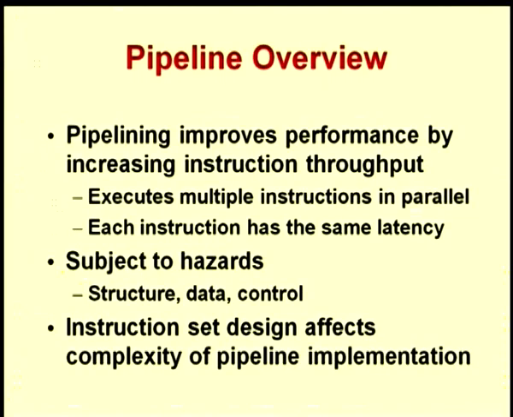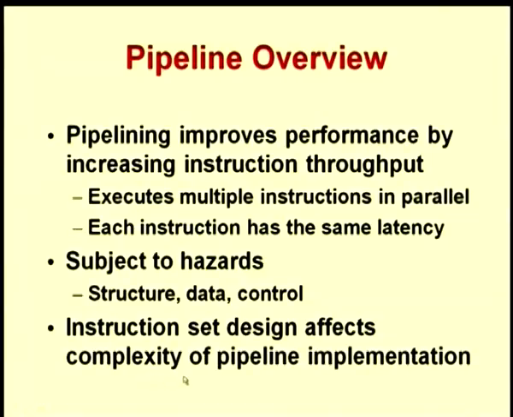Control hazards occur because of the flow of control. When in an instruction sequence we have a flow of control and we do not know the direction in which the control is going to go, then you will not be able to determine which is the next instruction which has to be executed. So that is the case that we need to understand clearly. And of course, the complexity of the pipeline implementation will be affected by the instruction set design. These are some of the general things that we have looked at.